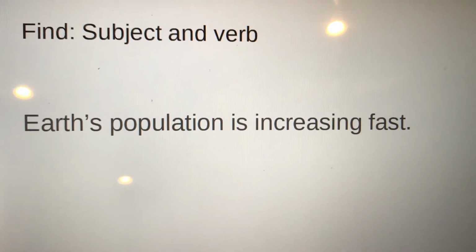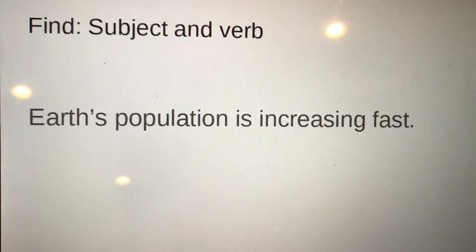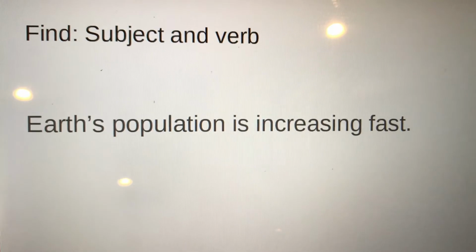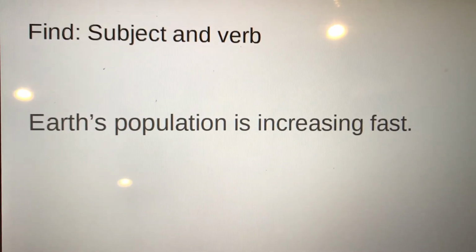So, here's a sentence. Earth's population is increasing fast. This is a sentence from reading 1. We have to find the subject and the verb. So I'll give you a second.